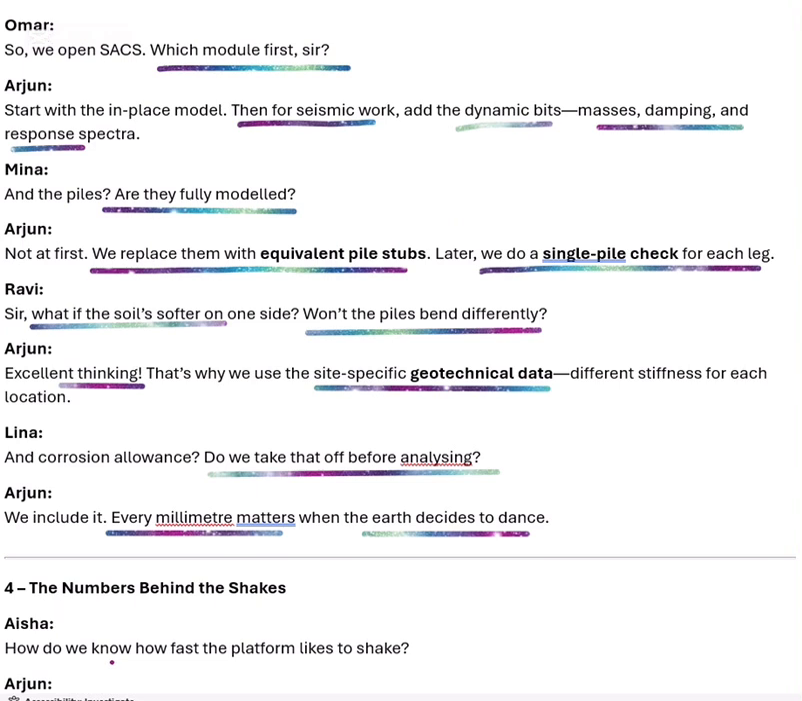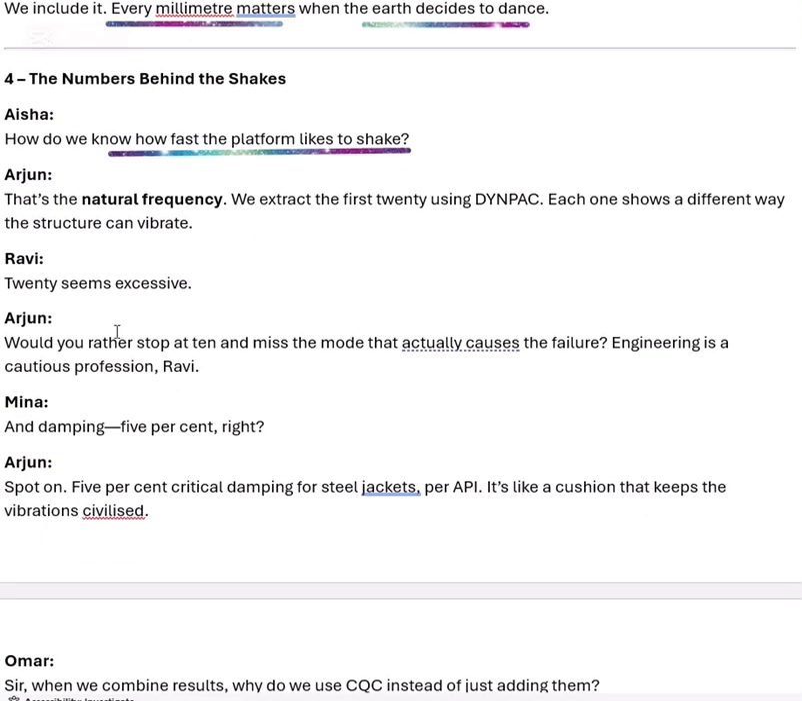How do we know how fast the platform likes to shake? That's the natural frequency. We extract the first 20 modes using the dynamic pack. Each one shows a different way the structure can vibrate.